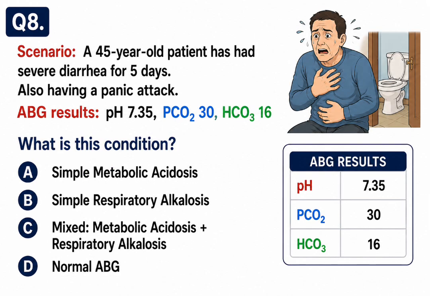Question 8. A 45-year-old patient has had severe diarrhea for 5 days and is also having a panic attack. The ABG results are pH 7.35, PCO2 30, and HCO3 16. What is this condition? A. Simple metabolic acidosis. B. Simple respiratory alkalosis. C. Mixed metabolic acidosis and respiratory alkalosis. D. Normal ABG.